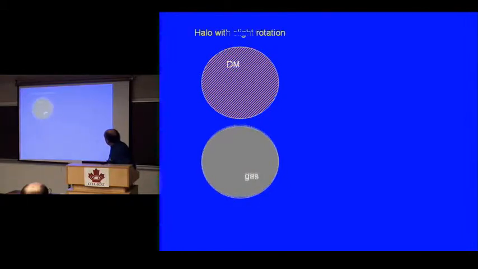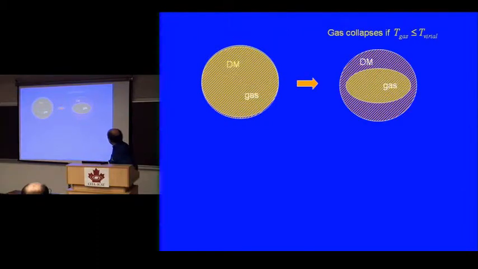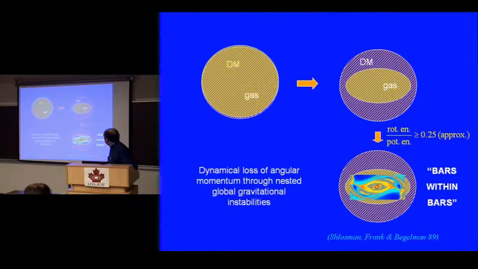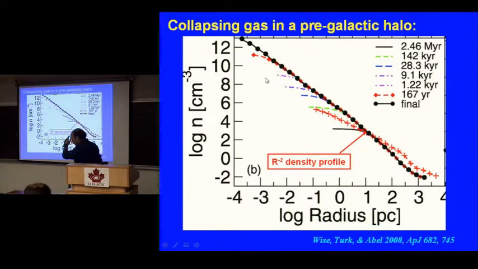Now, just to graphically show how this gravitational infall process gets underway, here's a dark matter halo with gas. If the gas cools to a little bit below the virial temperature, it will shrink like that. That increases the relative importance of any rotation that's present. And if the rotation becomes significant enough compared to the other forms of energy, you get large-scale instabilities which lead to infall.